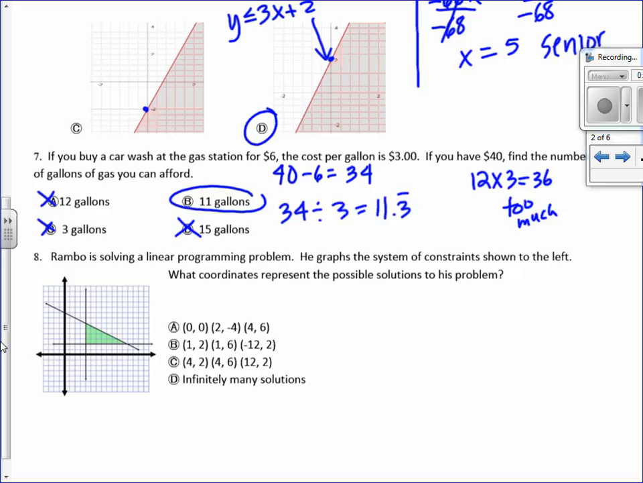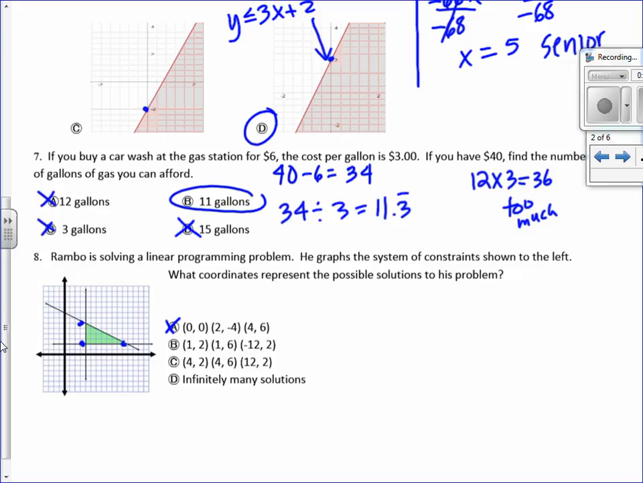Next question. Rambo, funny name, is solving a linear programming problem. He graphs the system of constraints to the left. What coordinates represent the possible solutions to his problem? So the possible solutions, this is just a system of 3 equations. So solutions to systems are always the intersection points. So I am off a little bit here. So here's our intersection point. All right, so all I have to do is read those coordinates.